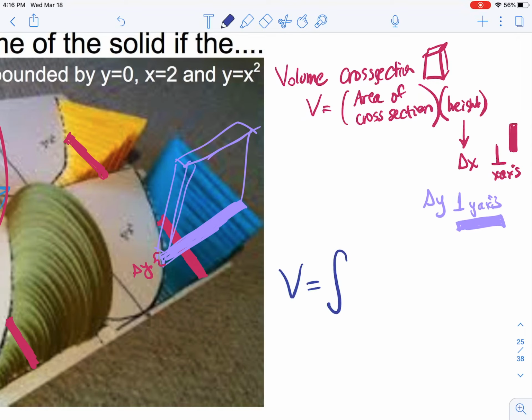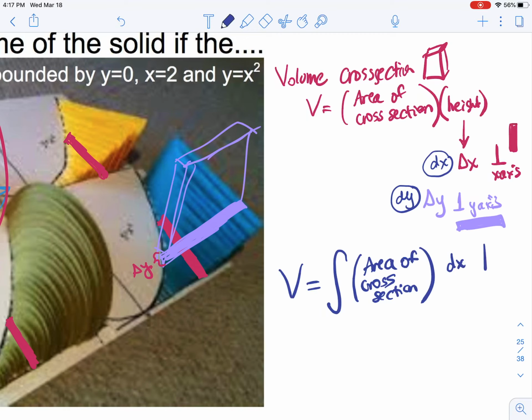I want you to think about the volume of any of these shapes. It is going to be an integral. We're eventually going to say, hey, I want these rectangular prisms to be as thin as possible. I want that delta x to become a dx, and I want that delta y to become a dy. This is where it kind of runs into that integral. And we're going to set up the formula as basically the area of the cross section that was described to you in the problem.